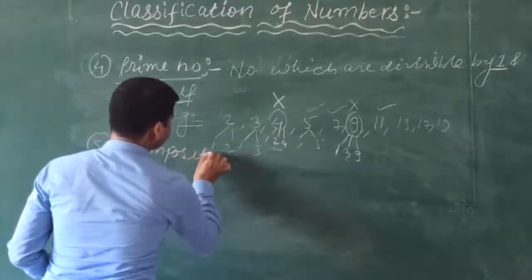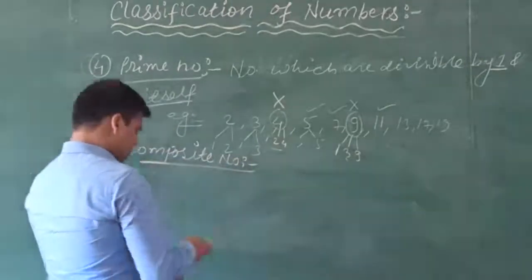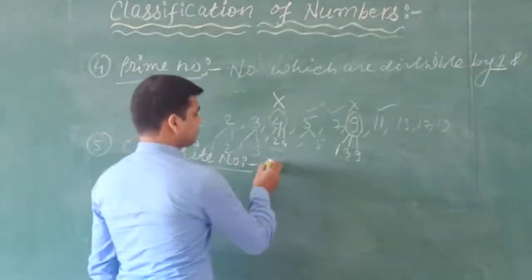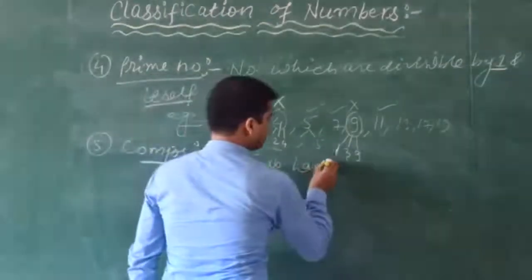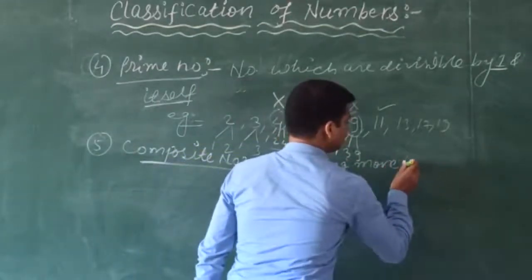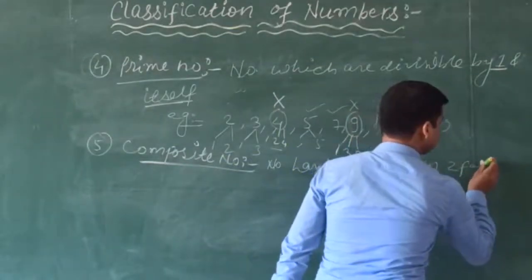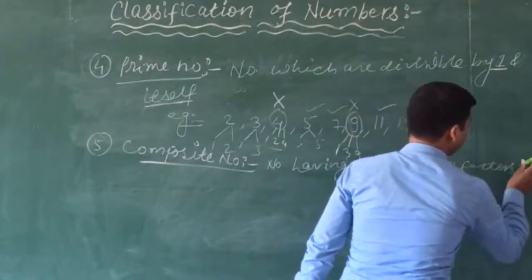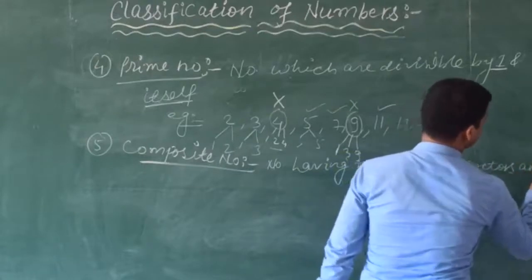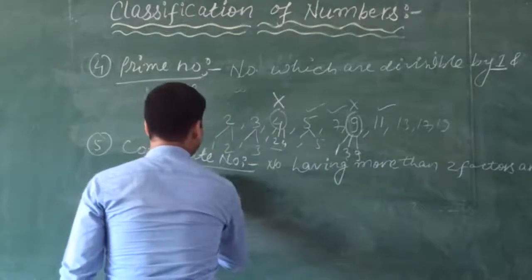Composite number. What is called composite number? Number having more than 2 factors, more than 2 factors are called composite number.